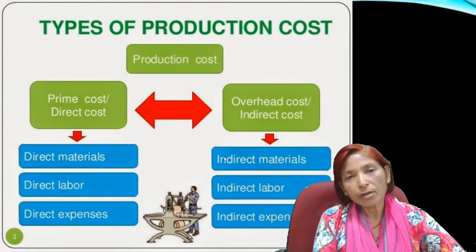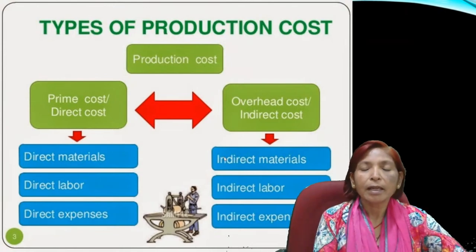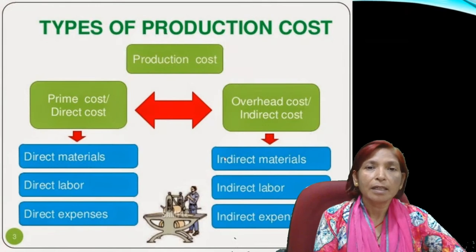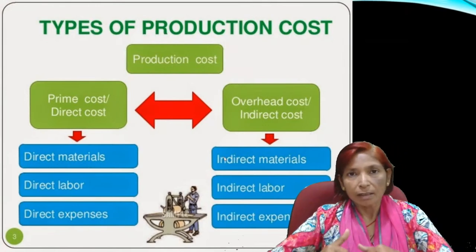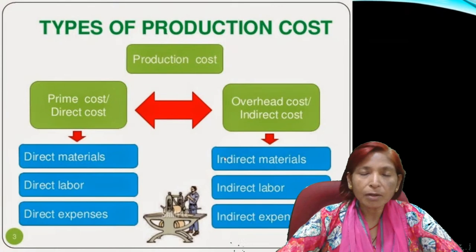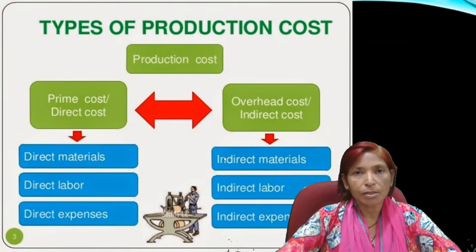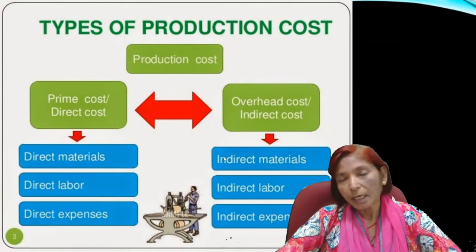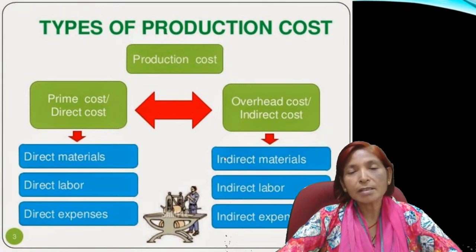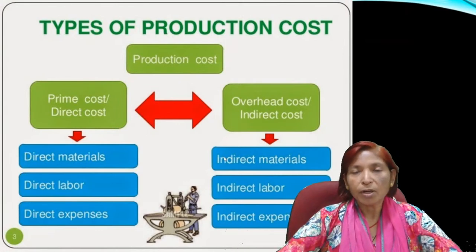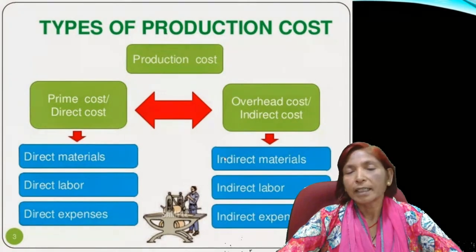The other is overhead cost, or overhead cost is known as indirect cost. In other words, indirect cost is the cost which is not directly seen, but it exists in the production of goods and services. Indirect cost's other name is implicit cost. Direct cost is called explicit, which can be seen directly or explicitly. And indirect cost, we can say, is implicit cost. Implicit cost is that cost which is incurred in the production of goods and services, but not directly seen.